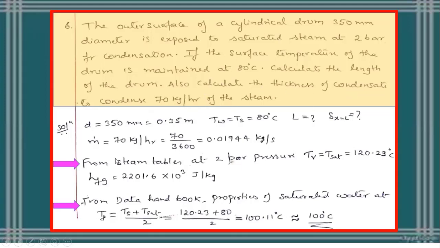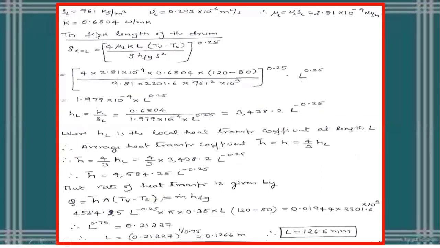Also calculate the thickness of the condensate, and find the mass flow rate. From steam tables at 2 bar pressure, get the saturation temperature. It is 120.23, and h_fg is 2201.6 × 10^3. This is at 2 bar pressure, for the vapor properties. Then for liquid properties, take the average value, which is 100 degrees centigrade. Go to the water table and at 100 degrees centigrade obtain the density, mu_L and k values.